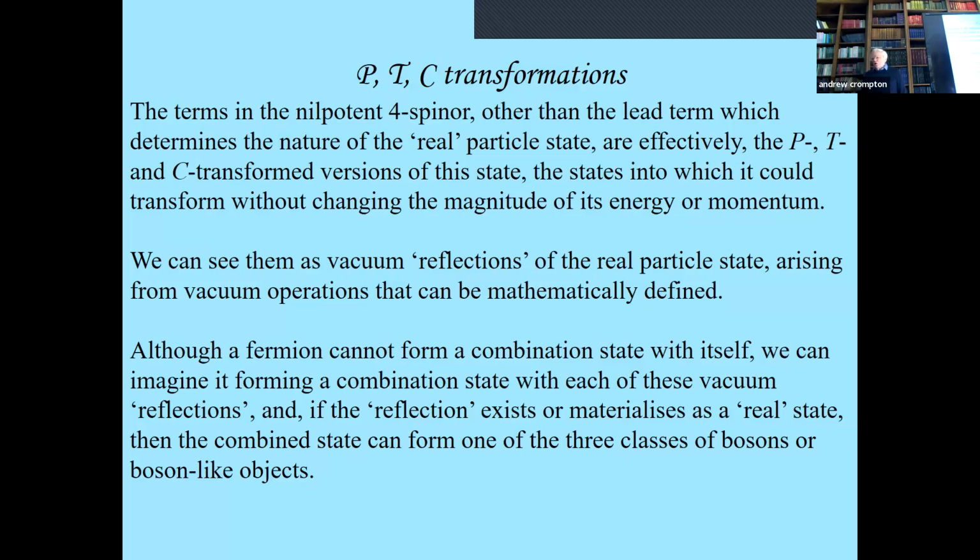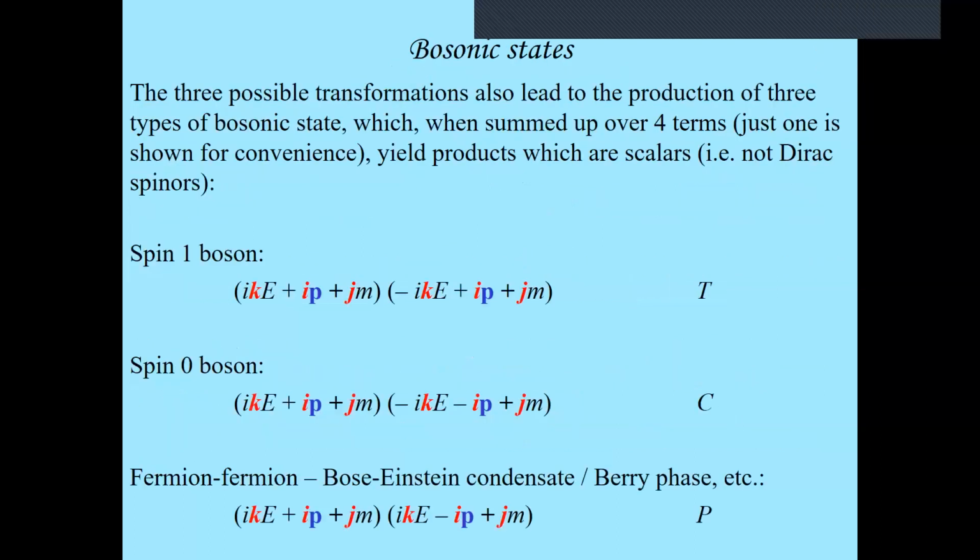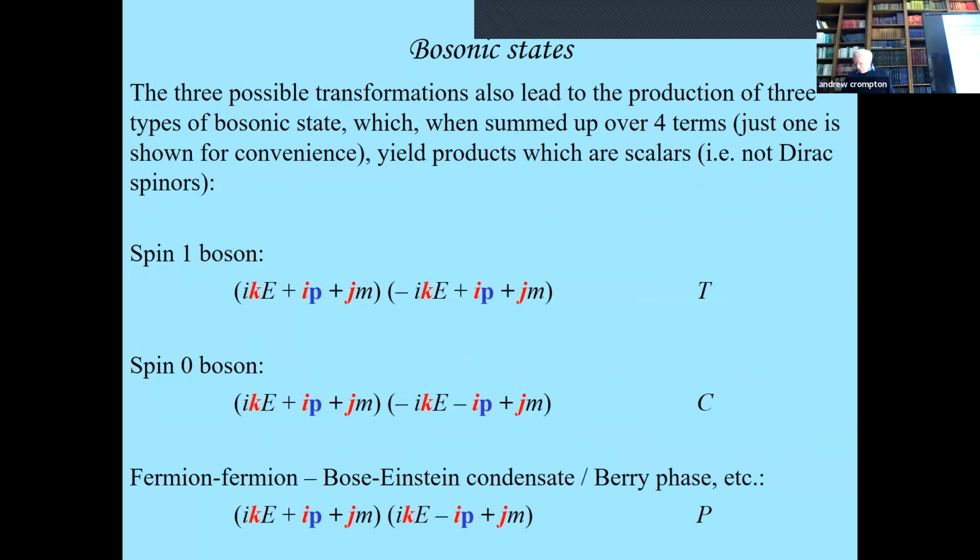Now, a fermion can't form a combination state with itself because that will zero immediately, but it can form a combination state with any of the vacuum reflections. And we would get boson-like objects like that. The first is reflecting the E, the second is reflecting the E and the P, and the third is reflecting just the P, and those are TCP. That will be a spin 1 boson, a spin 0 boson, or a fermion-fermion combination, a Bose-Einstein condensate, or Berry phase, or something like that.